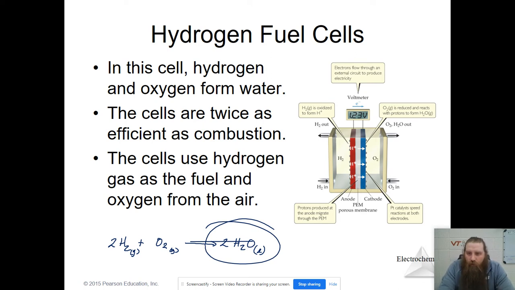So the production of this voltaic cell, or this fuel cell rather, is useful to the astronauts, both because it powers many of the things on the spaceship, it creates electricity, but it also provides their drinking water. So that's a pretty useful application of this fuel cell idea.